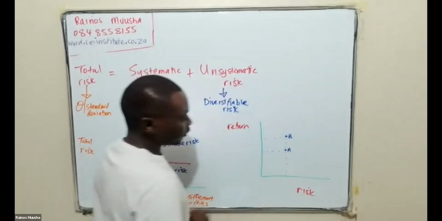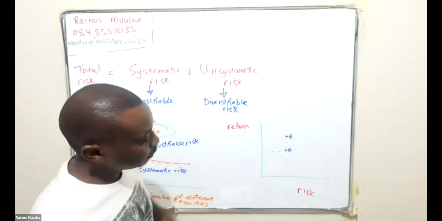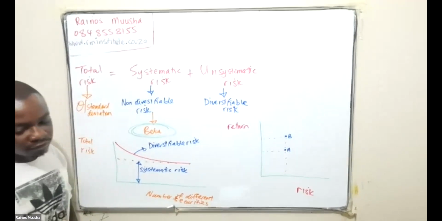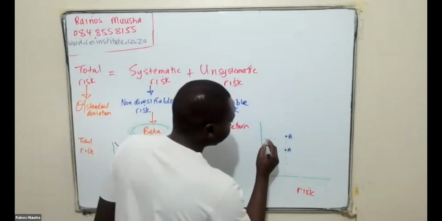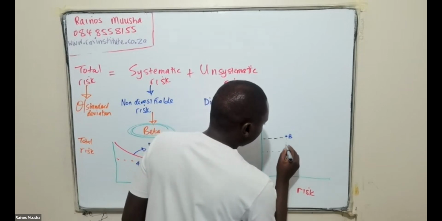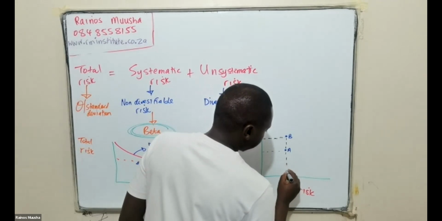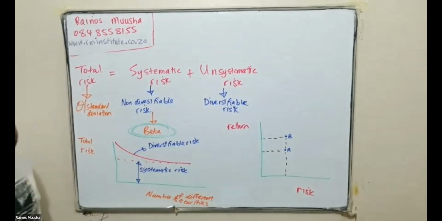So which of the two investments would you choose to invest in? Investment A or investment B, and why? Would you choose to invest in investment B, or would you choose to invest in investment A, and why would you do that?